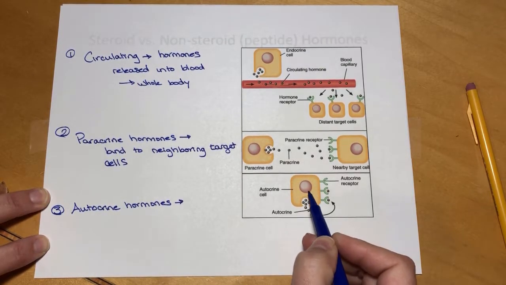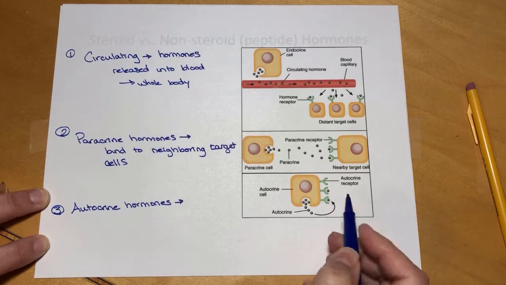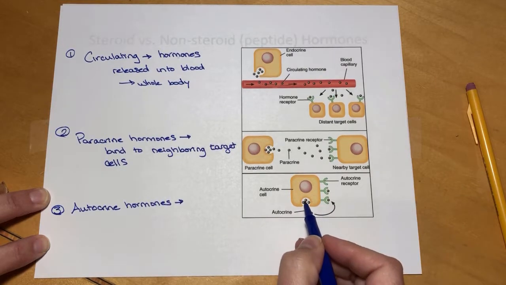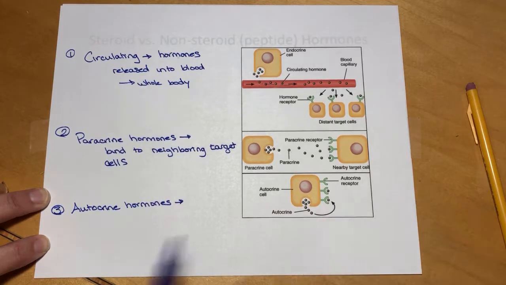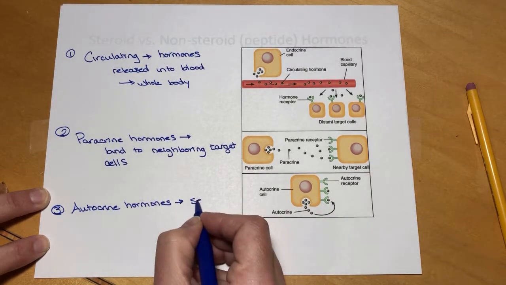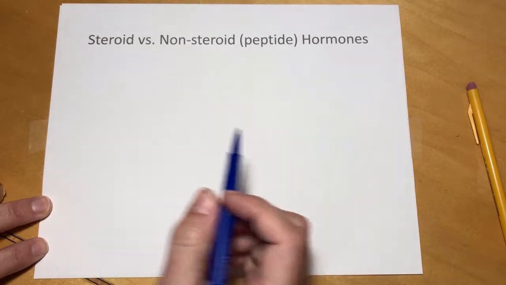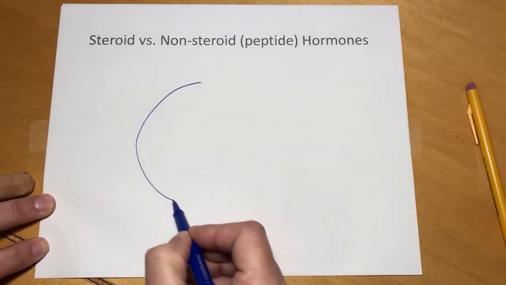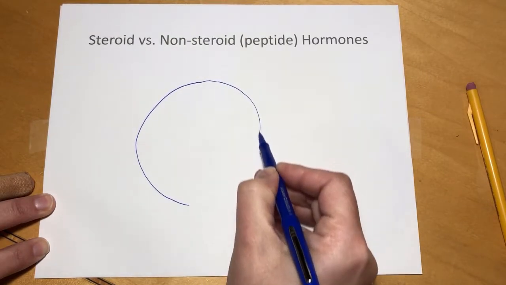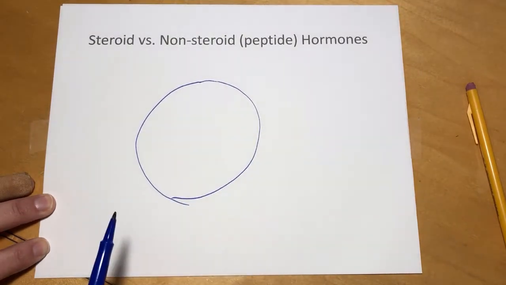And these are hormones that are produced by an endocrine cell, and that hormone that is produced binds back to itself. So it's going to activate itself. Hormones can be one of 2 types. Imagine you have a cell, and remember the outside of the cell is that phospholipid bilayer.